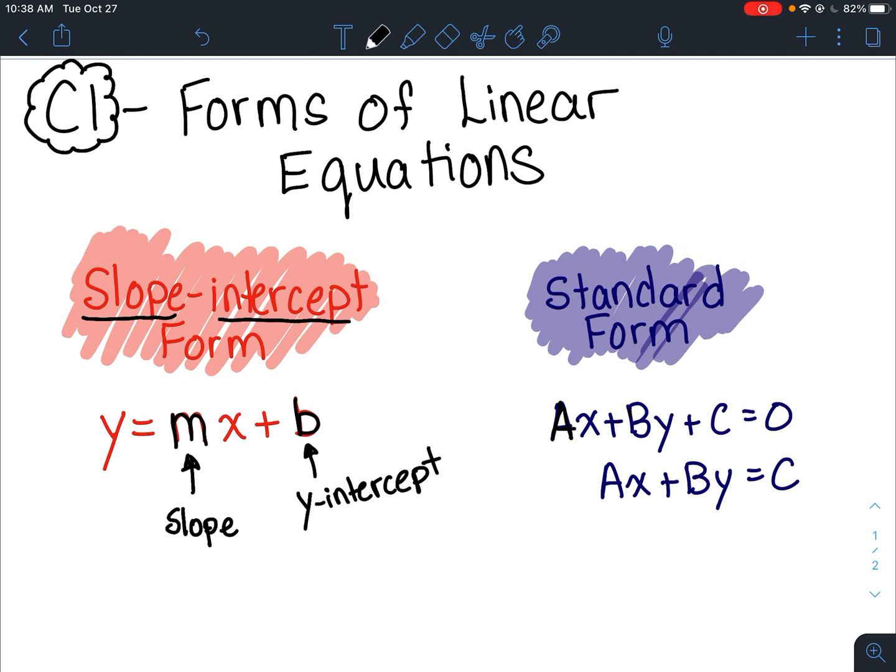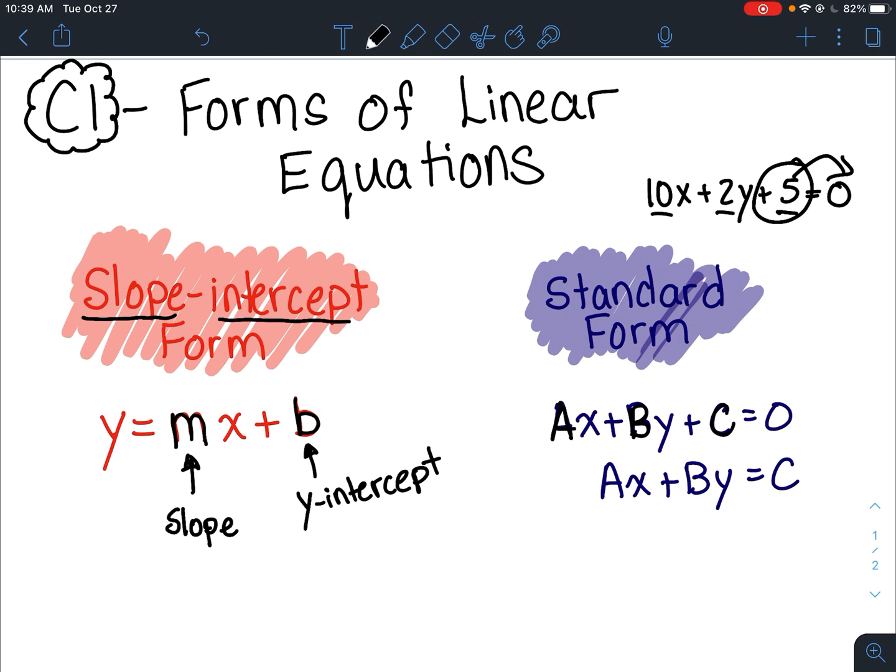The a, the b, and the c are just numbers. So it would look something like 10x plus 2y plus 5 equals 0. We just use a, b, and c as variables that represent them. Or you could also have the constant on the other side: ax plus by equals c. I think both are acceptable forms of standard form.